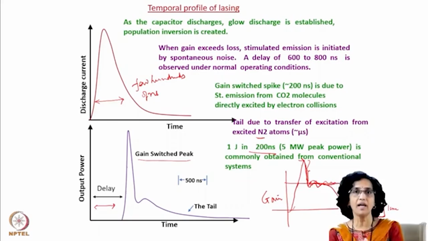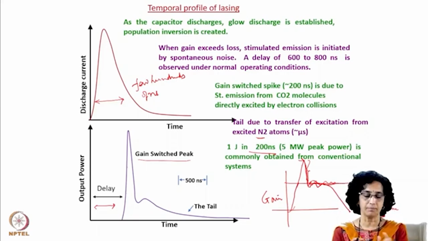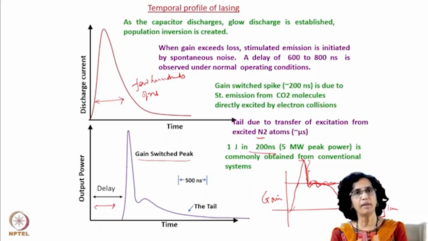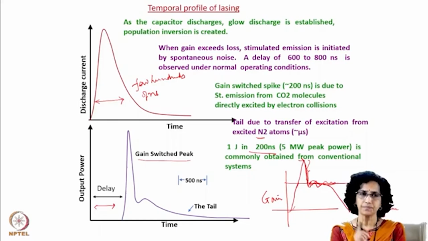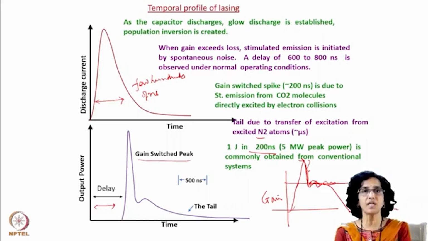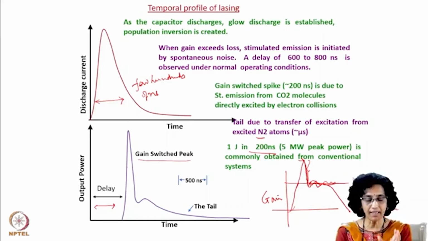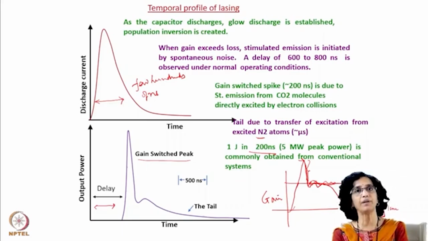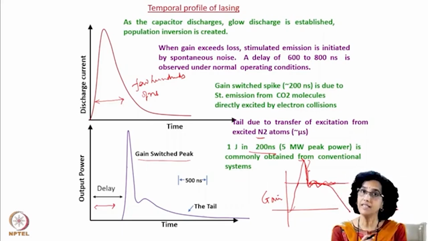And such high intensity pulsed output from a CO2 laser is put to many, many uses. For example, when you want to drill, when you want to weld. What are the other applications? Manufacturing industry, most of the applications make use of such high intensity, high peak power, short duration CO2 pulses.